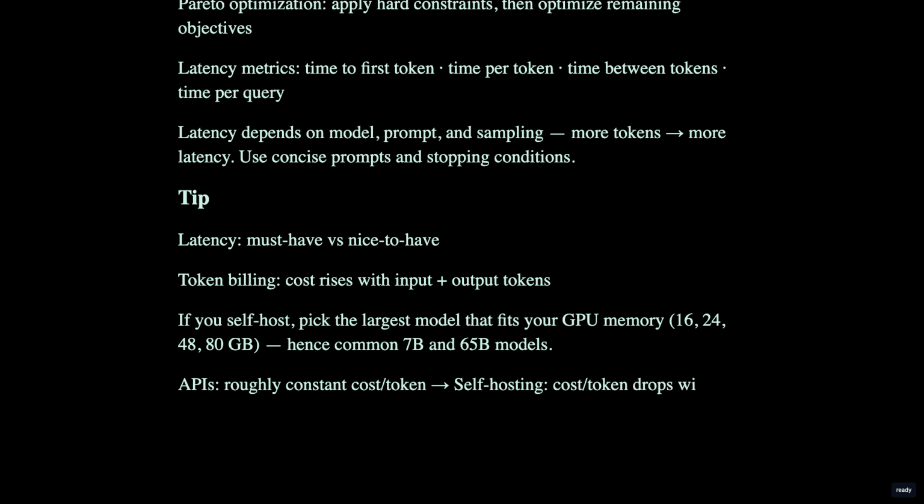API-based models typically charge a similar price per token regardless of volume. By contrast, self-hosting has large fixed compute costs that get amortized as traffic grows, so the cost per token falls at high scale, meaning teams should reassess whether to use an API or host their own models based on expected throughput.